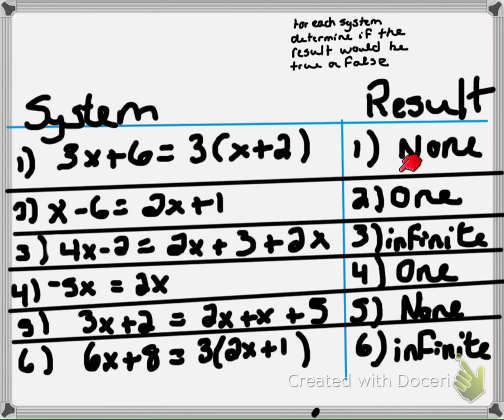So now you're going to turn the video off. You're going to simplify wherever you can, and then you're going to decide how many solutions and write true or false for each of these. Turn the video back on when you're done all the way trying it on your own using your notes to help you, and you're ready to check. Don't cheat.